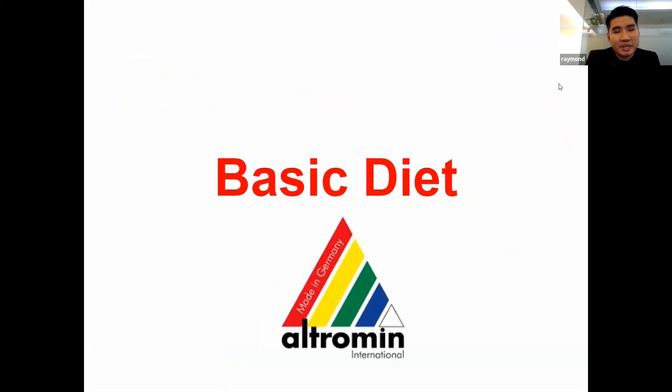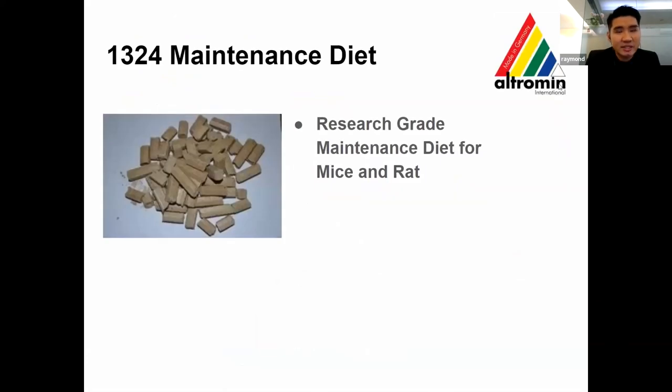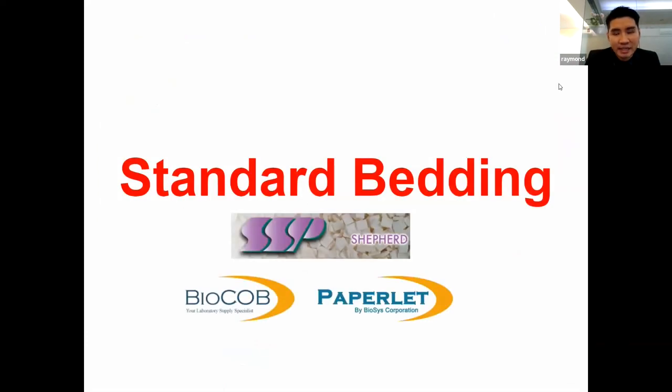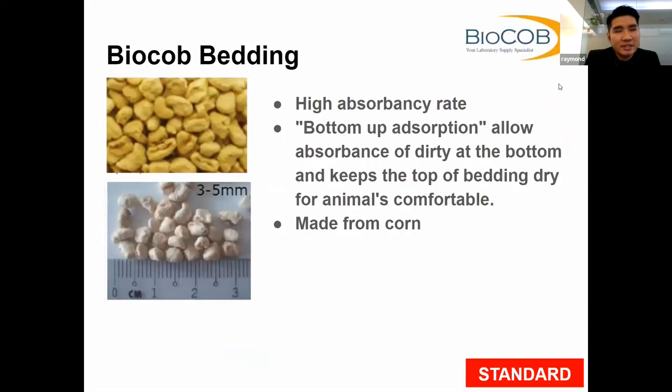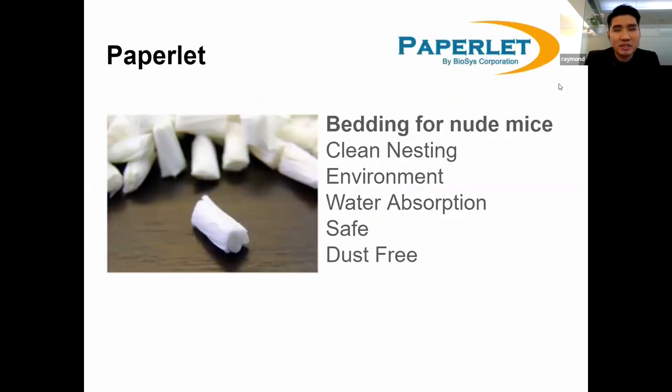So we provide them with basic diets, such as maintenance diets. They are normally hard by nature, okay, to support grinding, helping their teeth. Standard beddings. These kinds of beddings have absorbance potential. They will have a bottom-up absorbance ability, which allows their urine to go to the bottom, then only the absorption happens. So that will keep the top of the bedding dry for animal comfort. Definitely we provide these kinds of things.